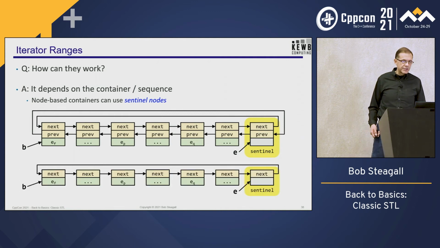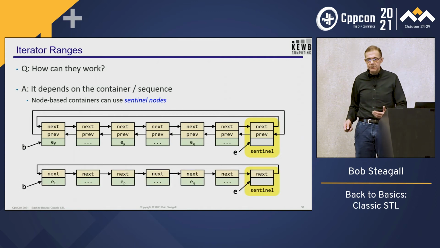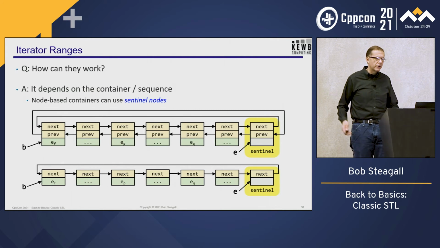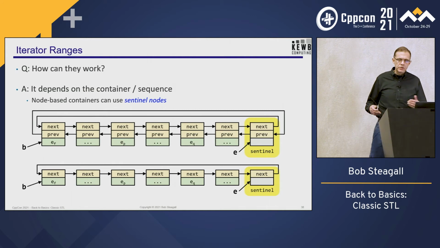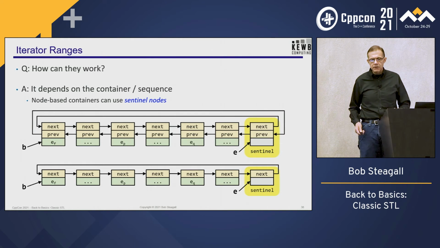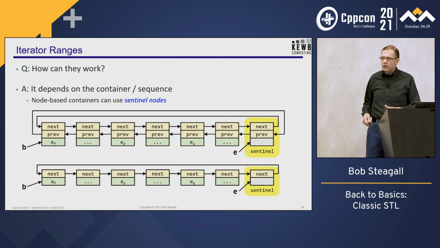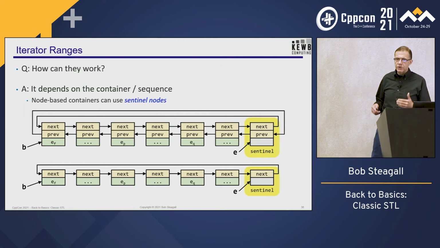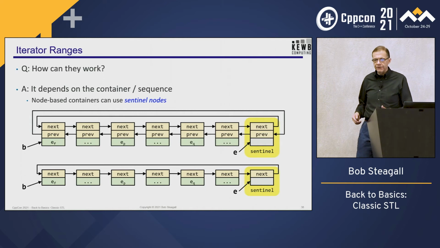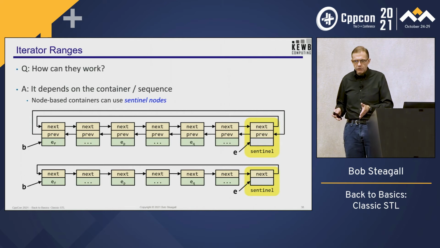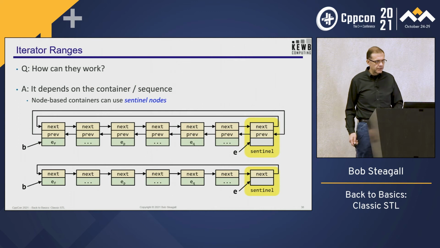And you can also have sentinel nodes with singly linked lists in the same way. And with binary trees and multi-way trees, you can use sentinel nodes as well. Any container that is based on nodes, you can devise a form of iteration over that container using sentinel nodes so that you can form an iterator range pretty easily.